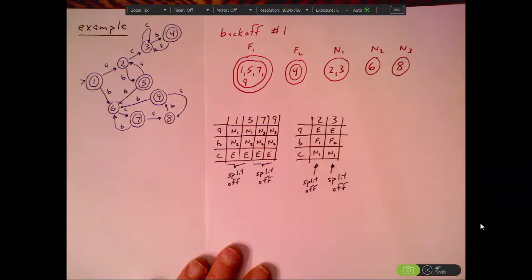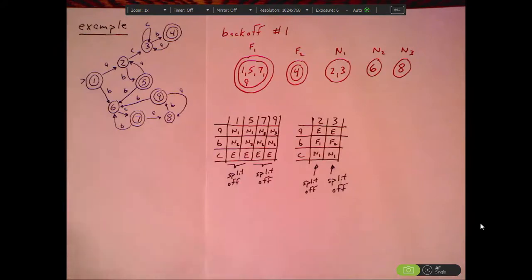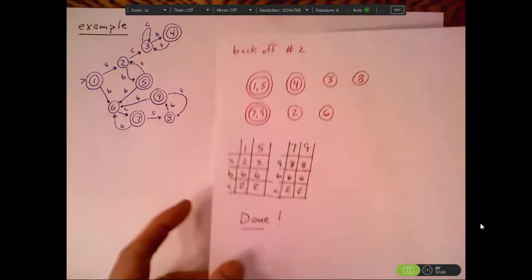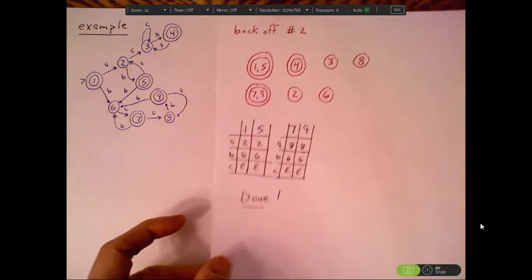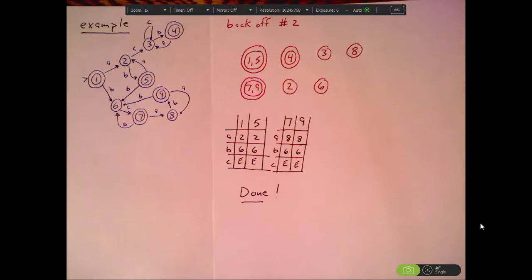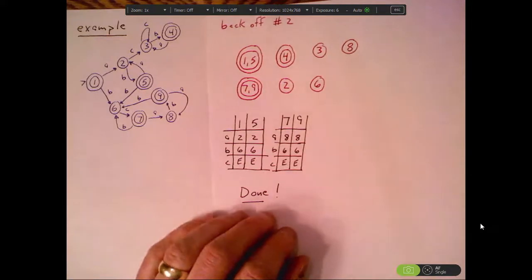So our non-final states all get split back to themselves, actually. There's nothing to be gained there. We can't combine any of them. So we've got to do another back off, be a little less aggressive. This time we're splitting 2 and 3 apart, and we're splitting 1, 5 away from 7, 9. Okay, and let's check out whether this is going to work.